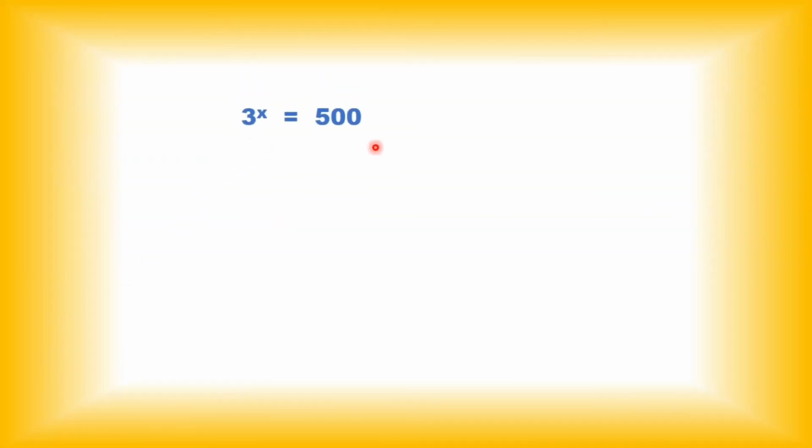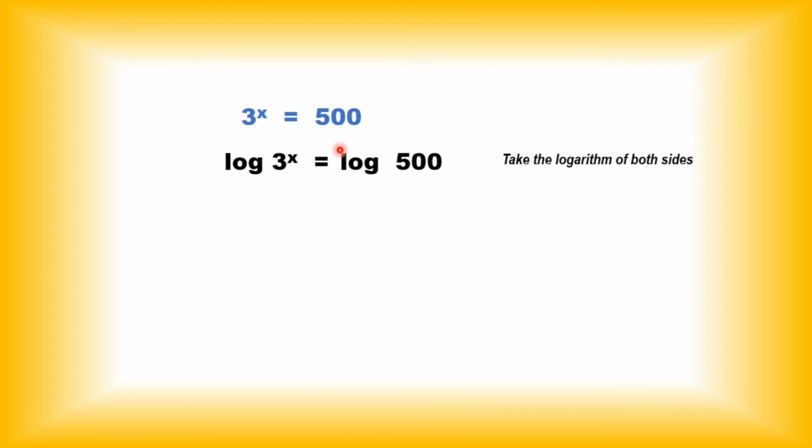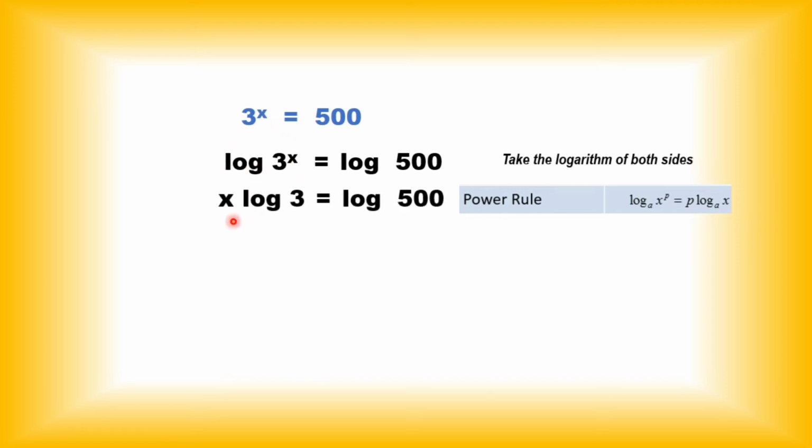So, pag ganitong problem, hindi kayang ma-rewrite into like bases or hindi ma-solve ng exponential function na one-to-one property, so we take the logarithm of both sides of the equation. And then we apply the power rule. Kasi may power siya dito. So, itong x, pwede natin ilagay sa front. So we have now x log 3 is equal to log 500. To solve for x, divide both sides of the equation by log 3.